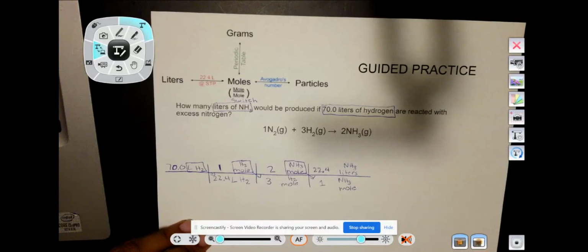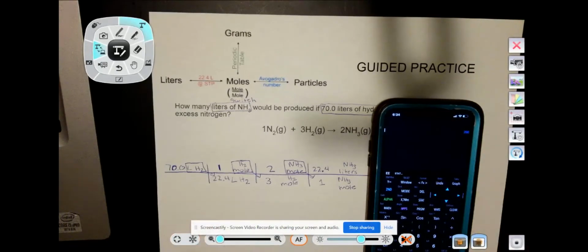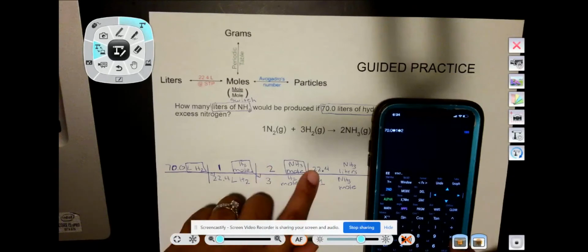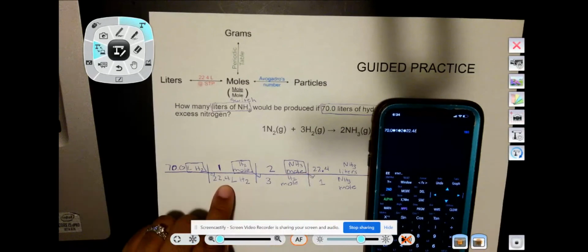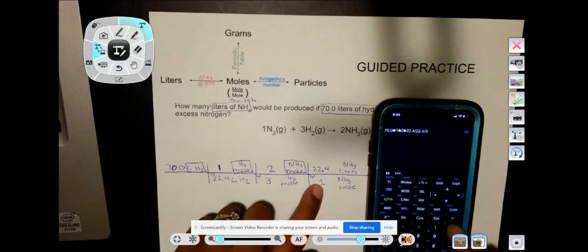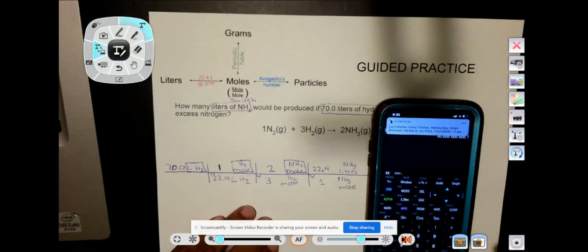Okay, now we're going to multiply everything on the top and divide by everything on the bottom. So we're going to do 70.0 times 1 times 2 times 22.4. And then I'm going to divide that by everything on the bottom: 22.4 divided by 3 divided by 1. And if you notice, I multiplied everything on the top and I divided by everything on the bottom. I press enter. I end up with 46.6 repeating.